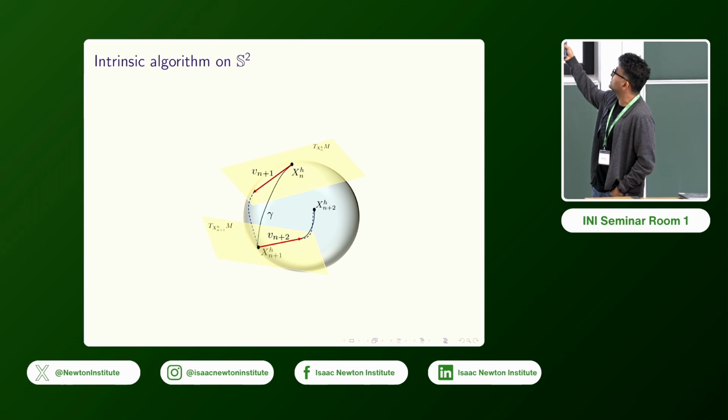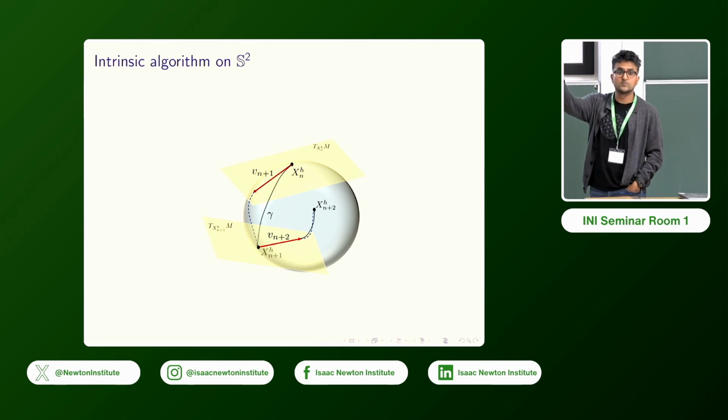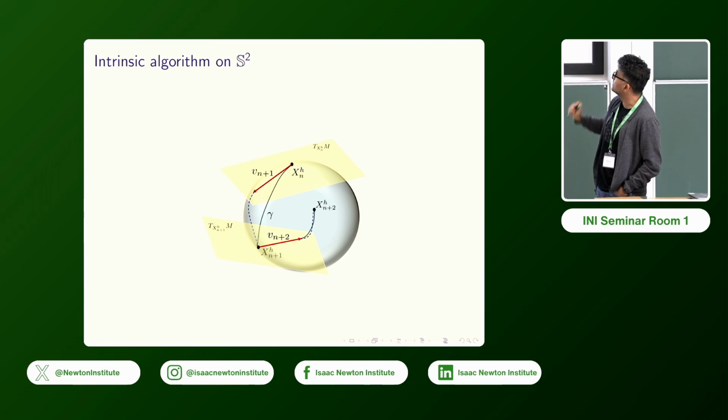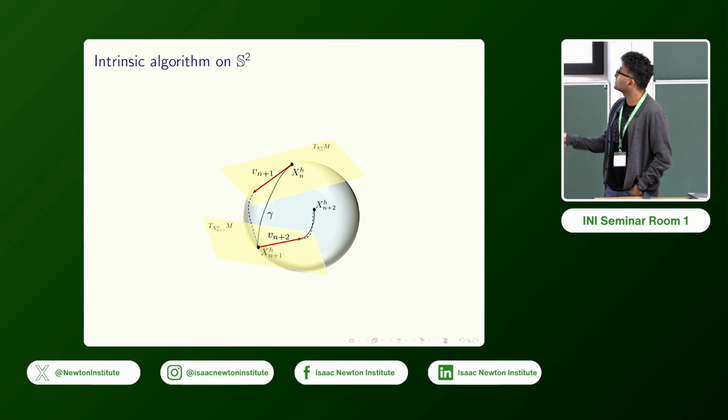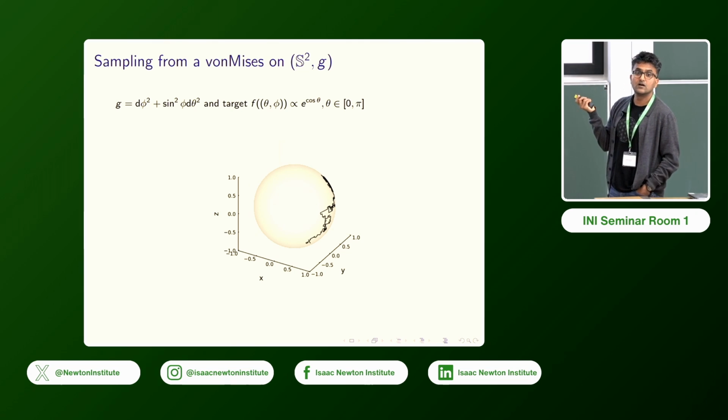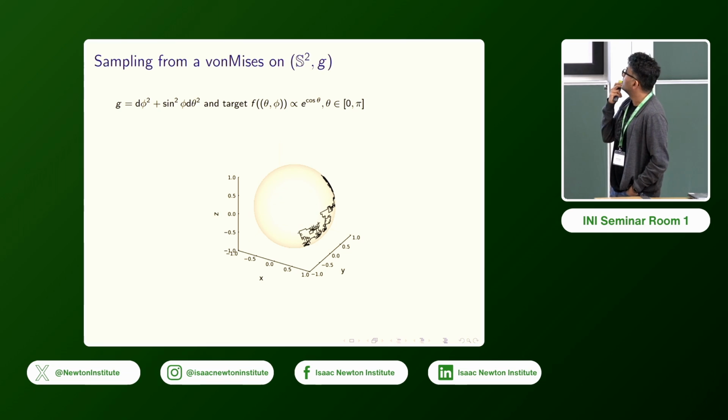So pictorially, this is what is happening. You're on top, you're at time n, you're at xn. On the tangent space, you choose a particular direction which is driven by the gradient of phi, your potential. And then you go along that, and then you use the exponential map and come down to the next point. But that's equivalent to just going along the geodesic from xn to xn plus 1. So here's a small simulation for how the algorithm runs on the sphere when we want to sample from a von Mises distribution on the sphere. It converges fairly quickly.